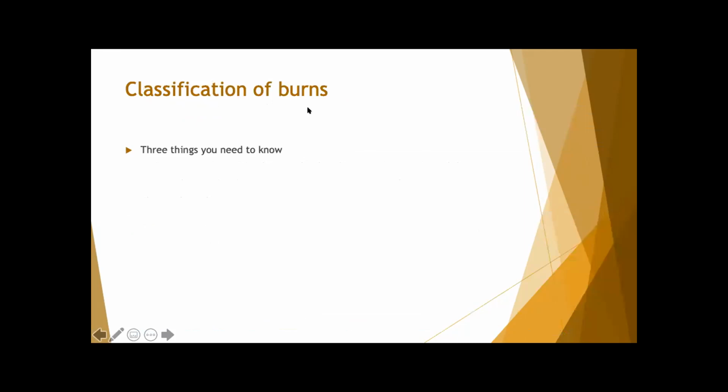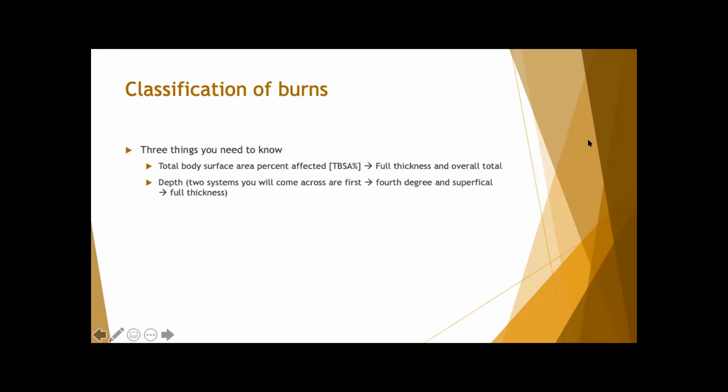In terms of classification of burns, there are 3 things that you need to know. You need to know the total body surface area percent affected, and you need to be able to know the full thickness and overall area that's been affected. And for you to know that, you need to know how to calculate the depth of a burn. In your studies, you've probably come across 2 systems. You'll come across an older system, which is the 1st, 2nd, 3rd, and 4th degree burns. And then there's a newer system, which is the superficial to full thickness burns.